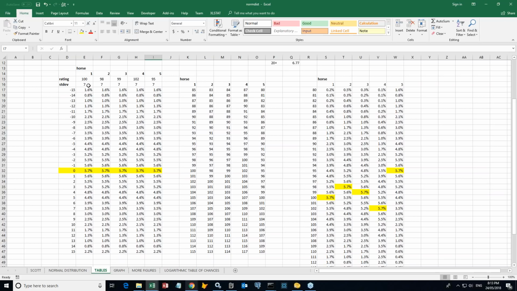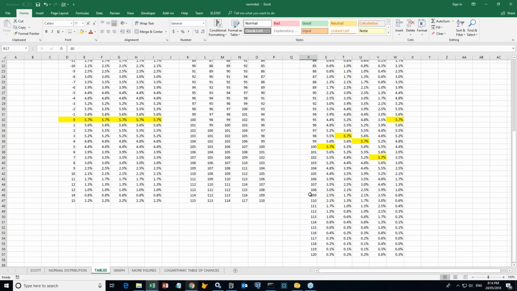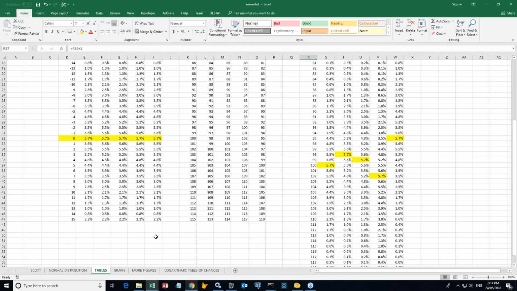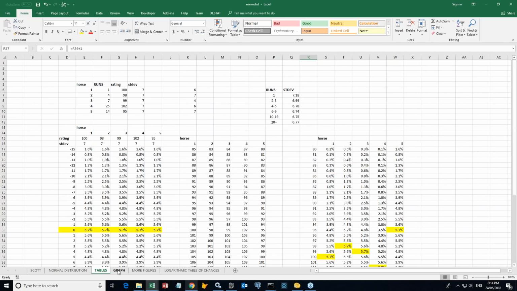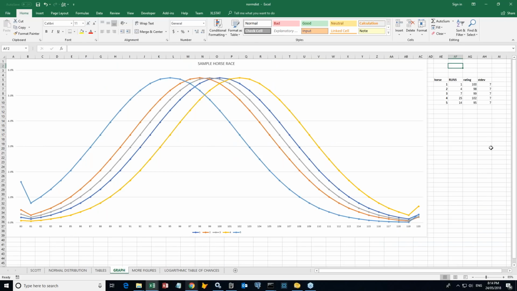Okay, great. All right. So looking at this, we've got the ratings, horses 1, 2, 3, 4, 5. There's the rating I gave them. There's their standard deviation. Here is their mean, which I just highlighted yellow. Given they've all got the same standard deviation, they've all got the same likelihood of doing their mean. Here is their likelihoods of doing all those other figures. And when put onto another table over here going from 80 to 120, you can see where their averages are. And then over here, we can look at them all on graphs.